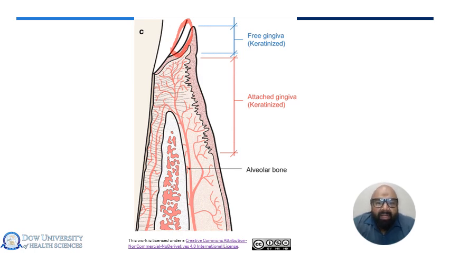So we have the attached gingiva which is keratinized, while the free gingiva is not keratinized, whether it's from the outside, whether it's from the inside.